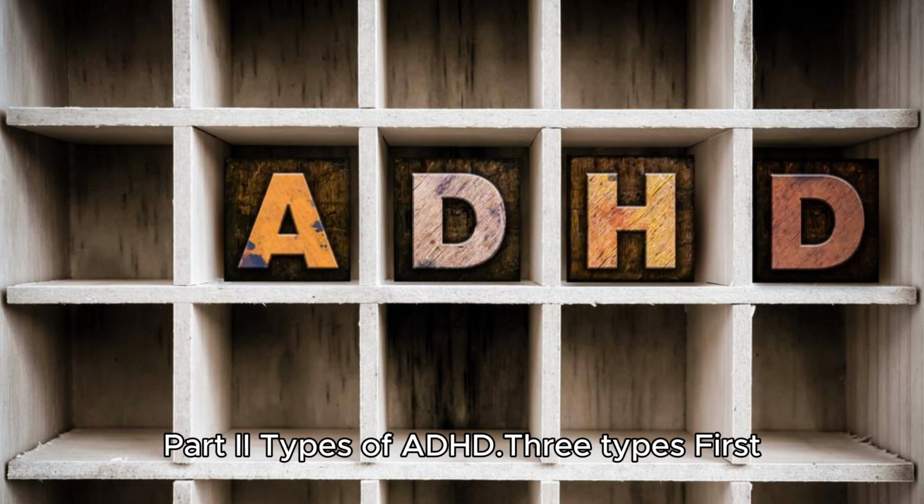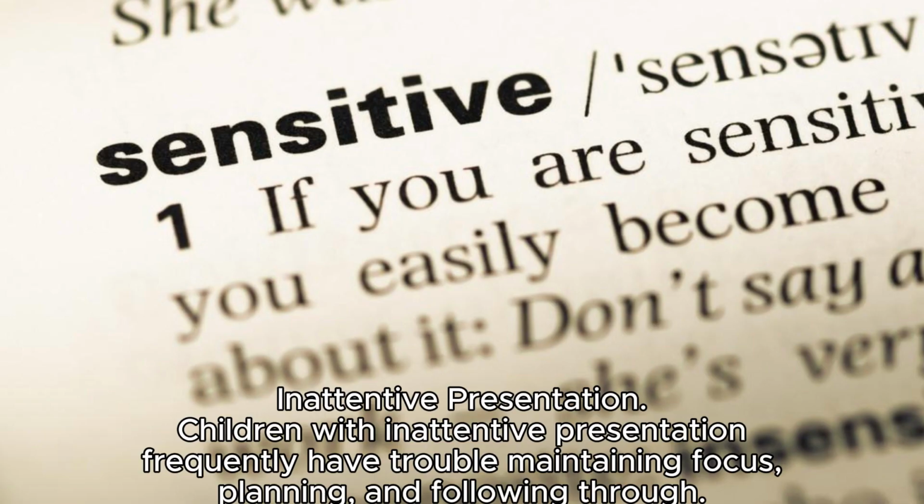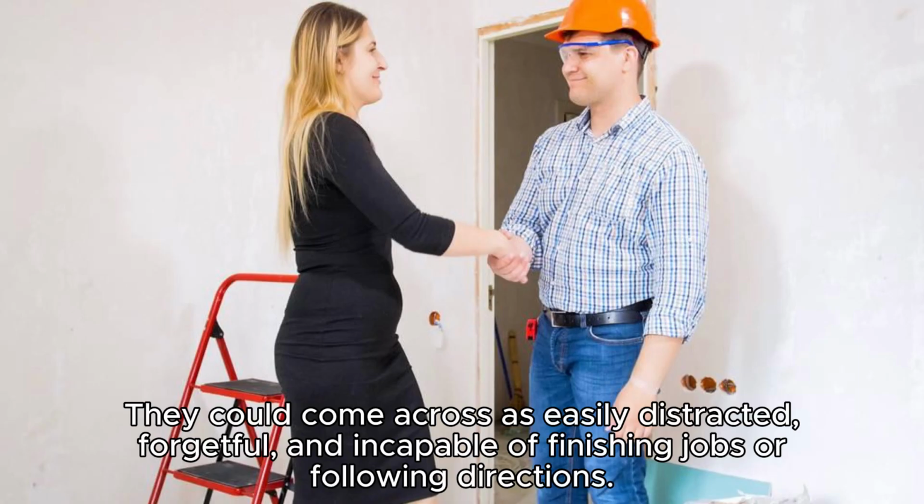Part 2: Types of ADHD. There are 3 types. First, inattentive presentation. Children with inattentive presentation frequently have trouble maintaining focus, planning, and following through. They could come across as easily distracted, forgetful, and incapable of finishing jobs or following directions.